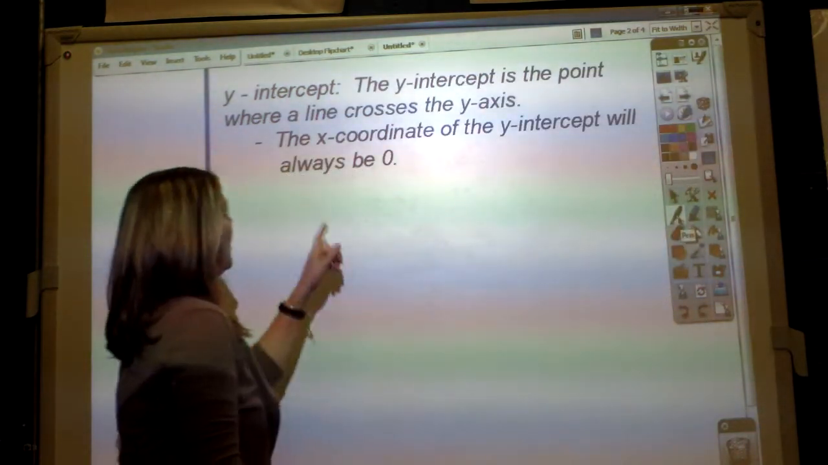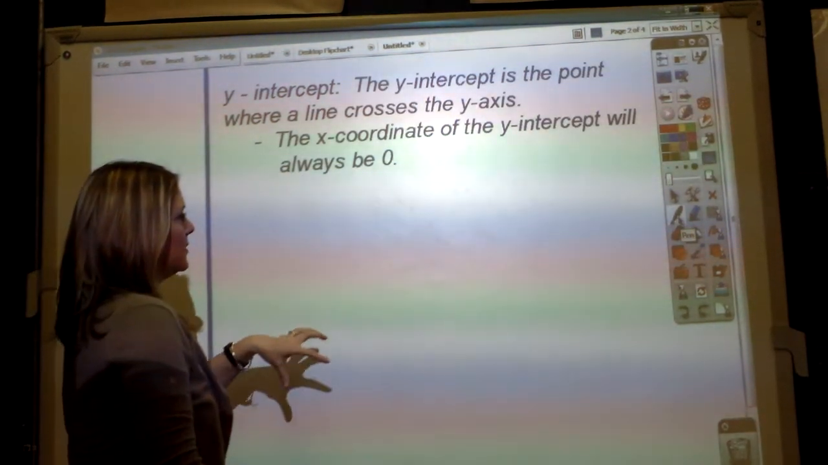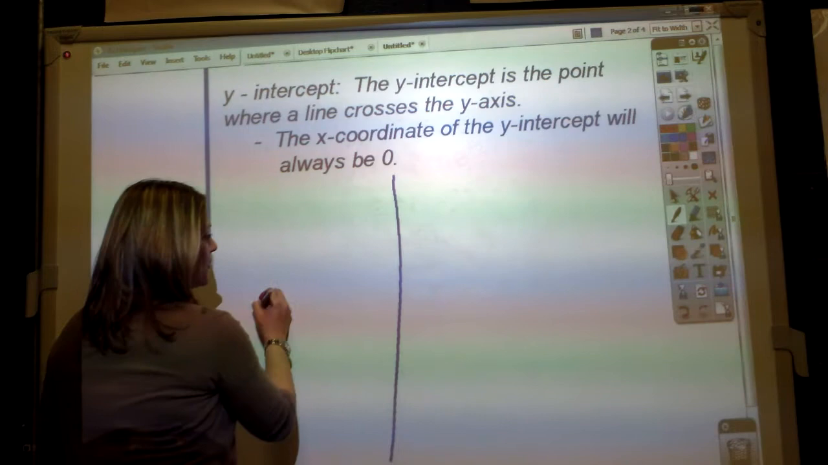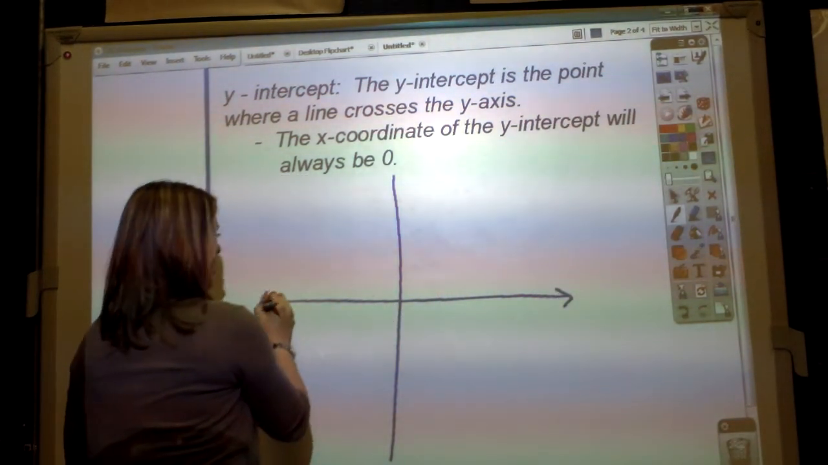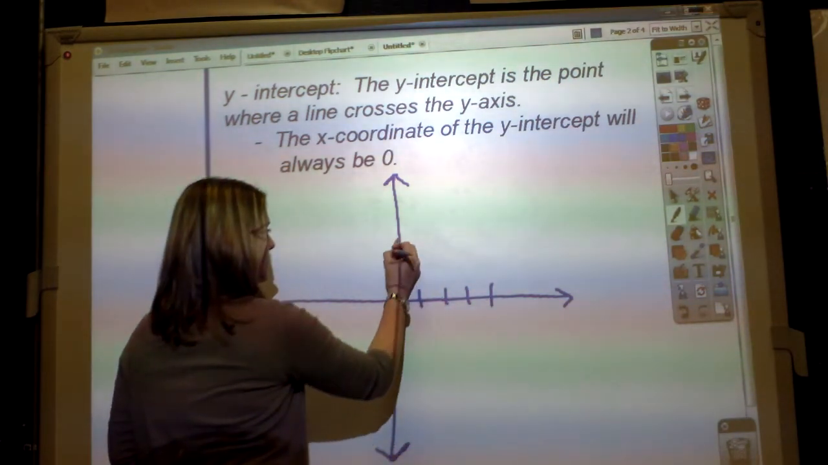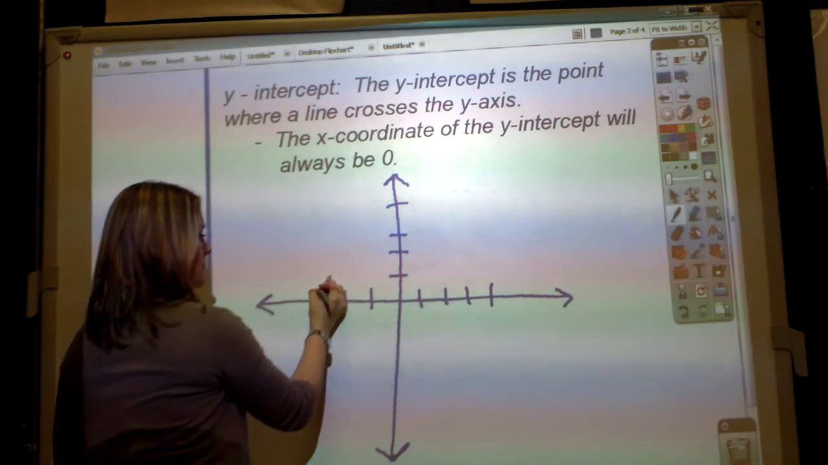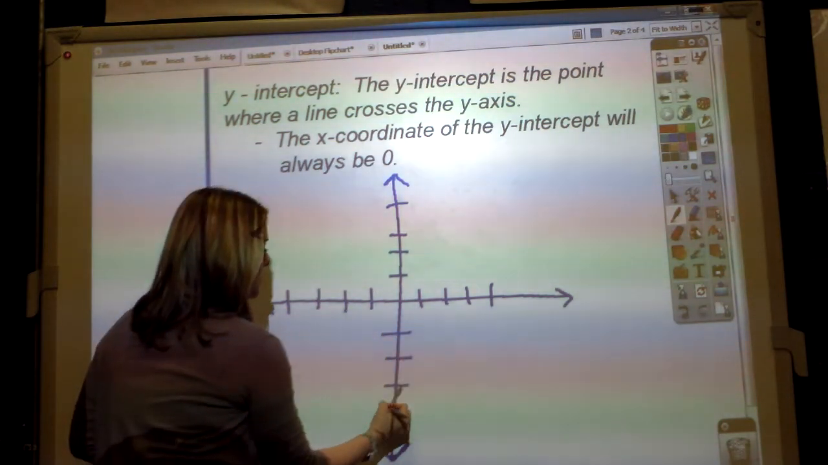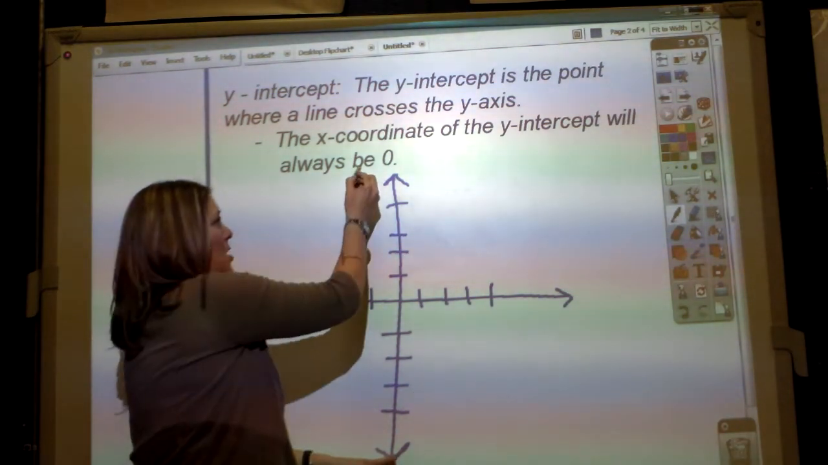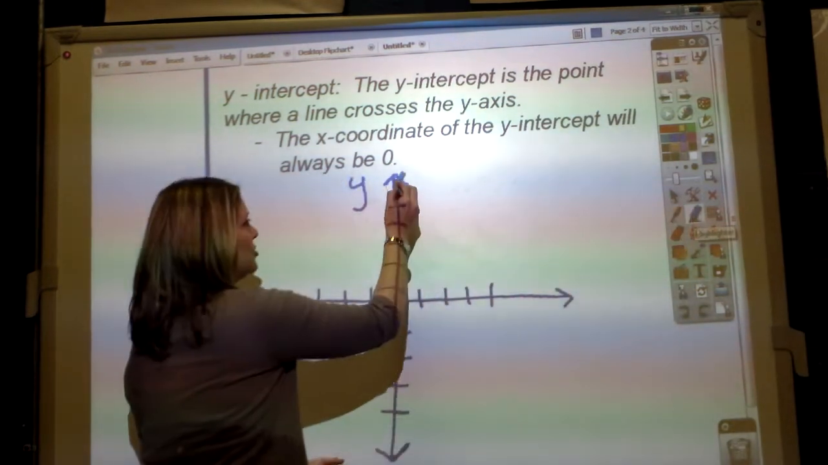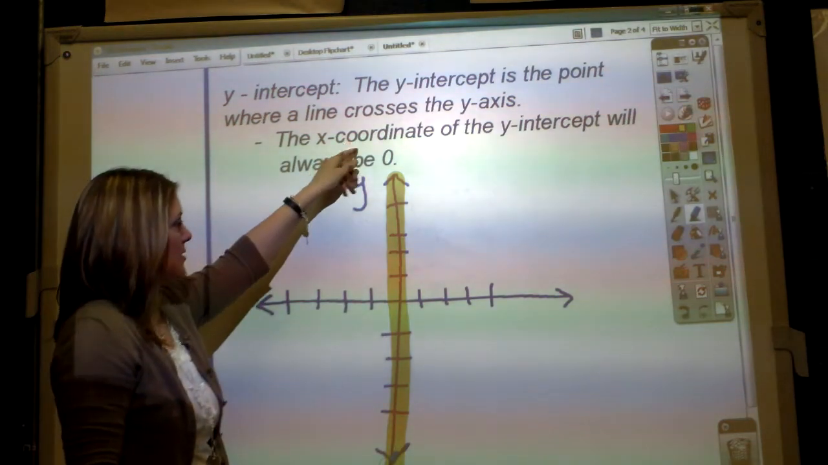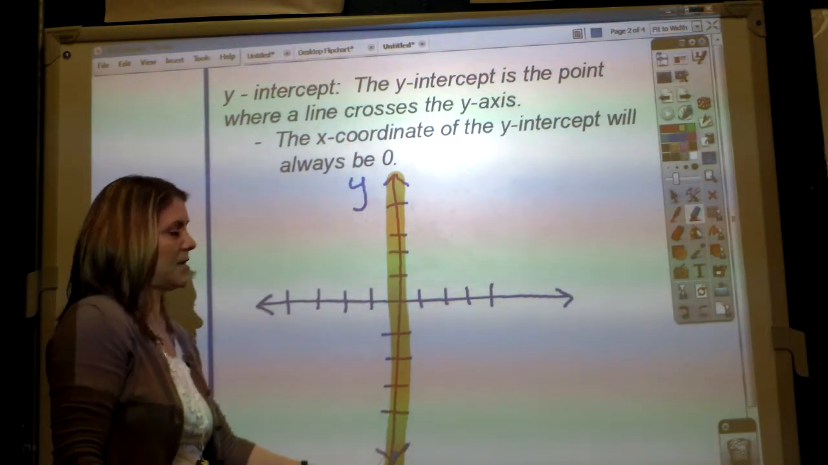All right, let's talk about the y-intercept. Again, it's the point where our line is going to cross the y-axis. So I'm going to very informally draw a coordinate plane. Please keep in mind that the y-axis is the vertical axis, the axis that goes up and down. So the axis we're really going to be paying attention to when we talk about the y-intercept is that one right there. Y-intercept means that's where our line is going to cross that y-axis.